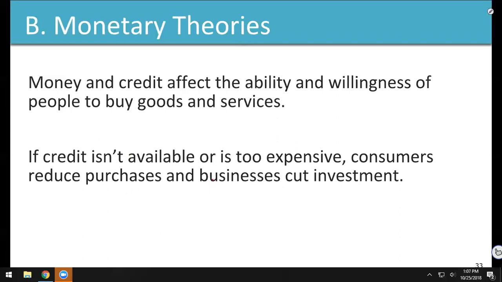So printing more money, which actually is coming to the next slide here, but in the U.S., so here we go. Money and credit, the amount of money that's out here is going to affect our ability and willingness to buy things. If you could borrow money from the bank for 0% interest, would you? Maybe, yeah. If you could borrow money from the bank and you had to pay 20% interest, no. Forget about it, right?